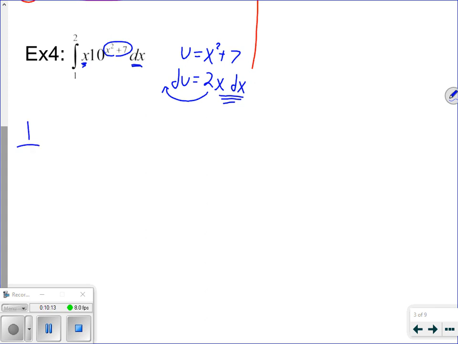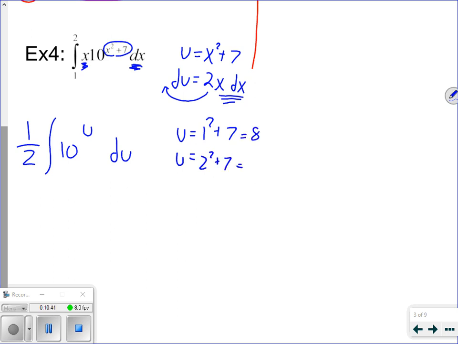So what I got is 1/2 integral of 10 to the u, with the x and dx going away as du, instead of 10 to the x squared plus 7. Now, I don't want to go back to x, so I'm going to change my bounds. Instead of 1 to 2, I use my u equation: 1 squared plus 7 and 2 squared plus 7, which is 8 to 11. Now I can ignore everything above this line and just integrate this problem.